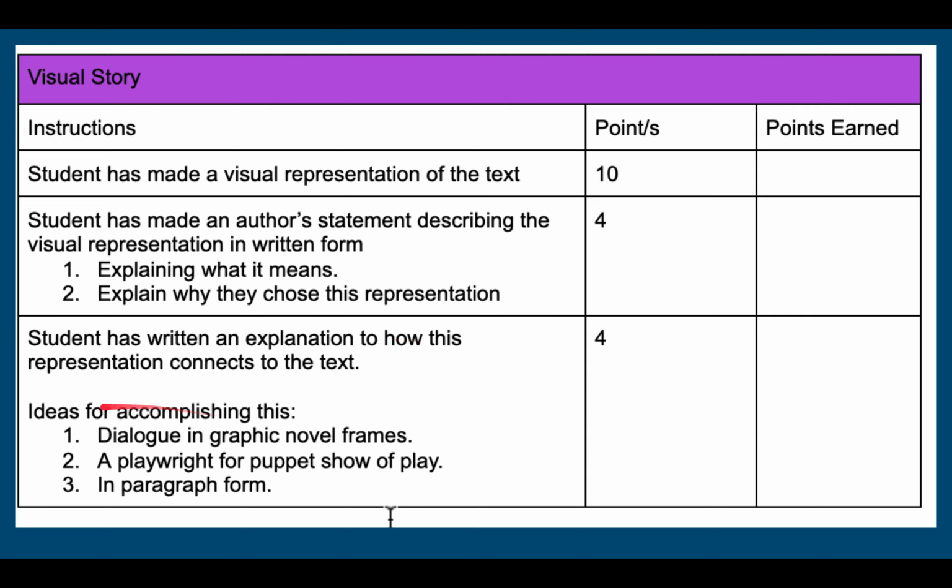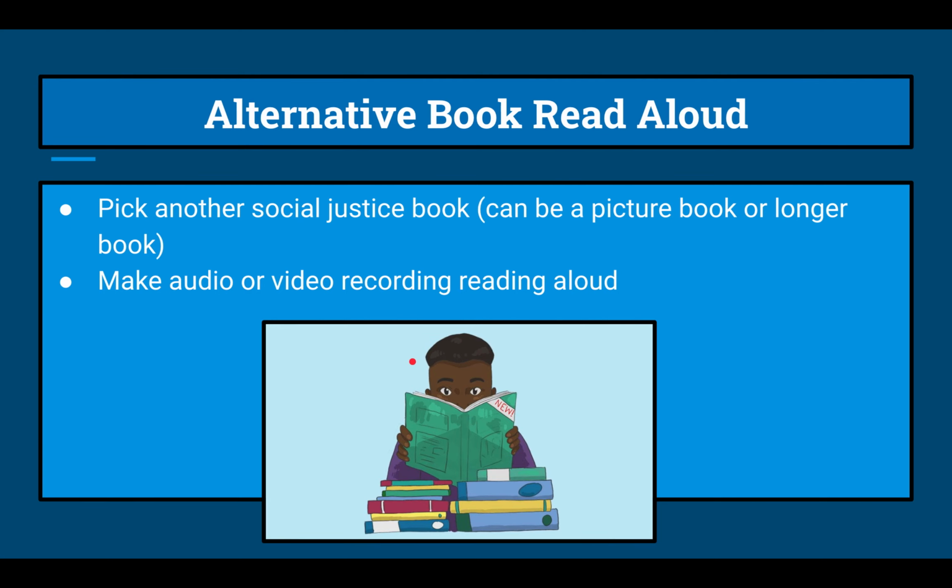connects to this text. So ideas for accomplishing this point value: you can either write a dialogue in the graphic novel frames, you could write a script for a puppet show that shows that you have an understanding, or you can write this in paragraph form. But it is important that you do explain your thinking because that's our critical thinking piece of this visual story. A lot can be said using some sort of art representation, so just keep that in mind if you're a super creative person.